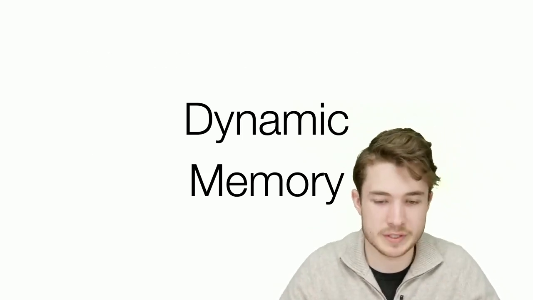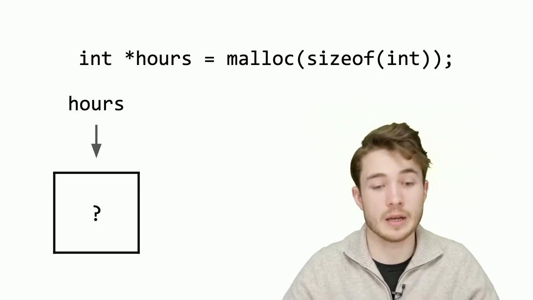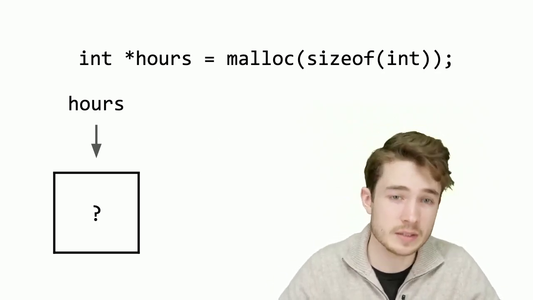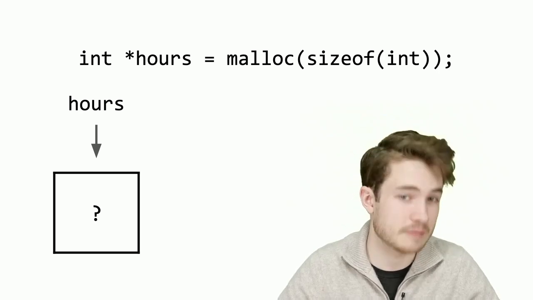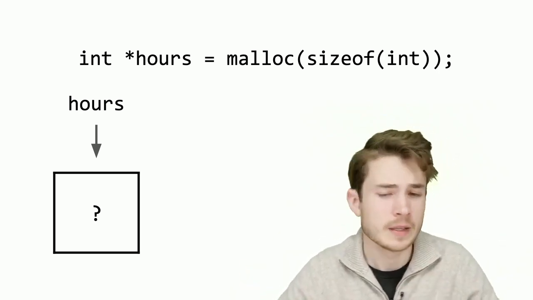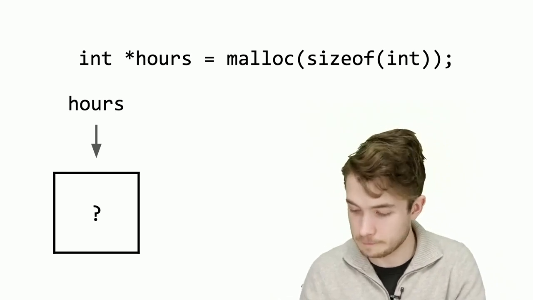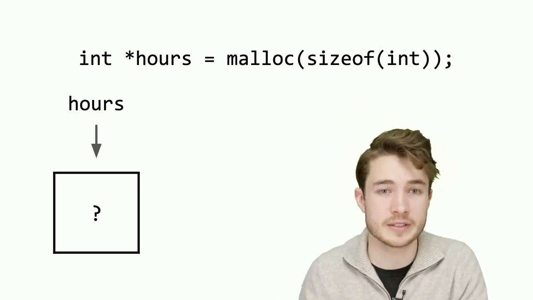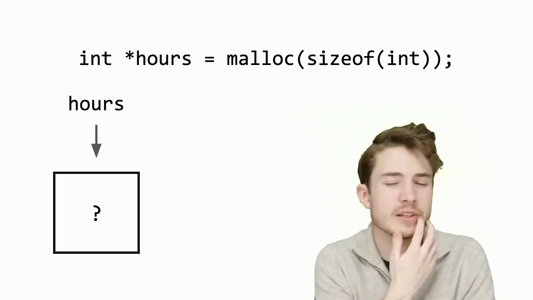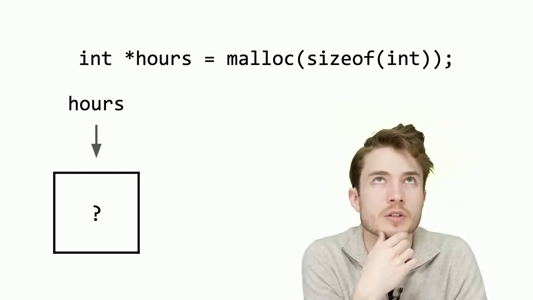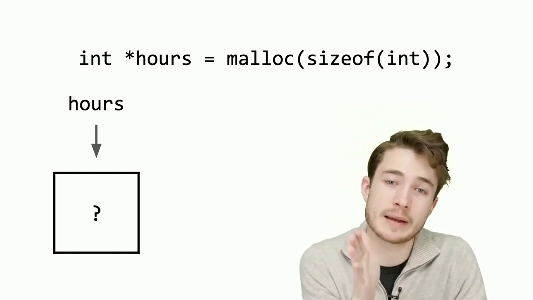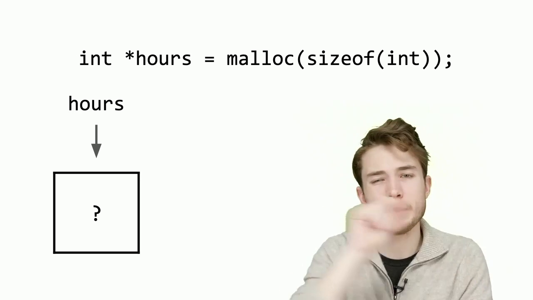Now, for example, let's say we wanted to create some integer called hours. Well, we could use malloc here. We could say int star hours gets the value of running malloc given the size of an integer. And there's some stuff to break down here, so let's do it. Notice how we have, in this case, the name of our variable still. It's hours, but it's not an integer right now. It's an integer pointer.